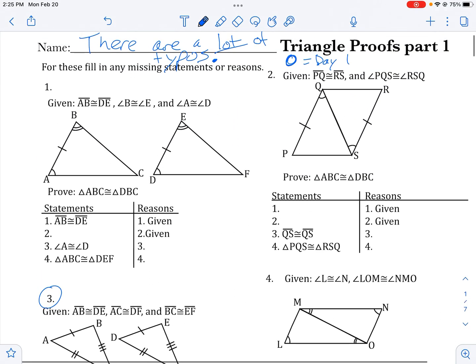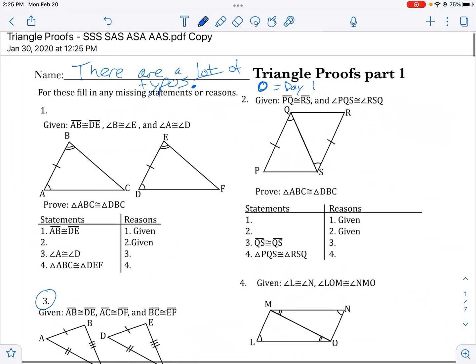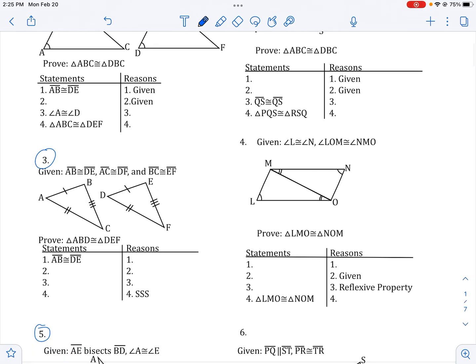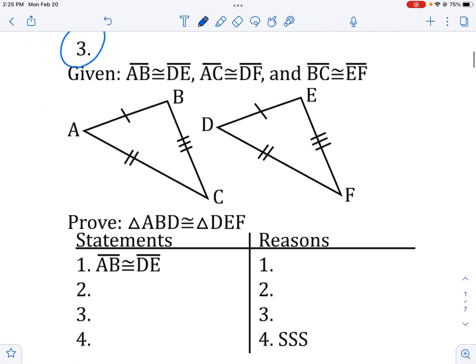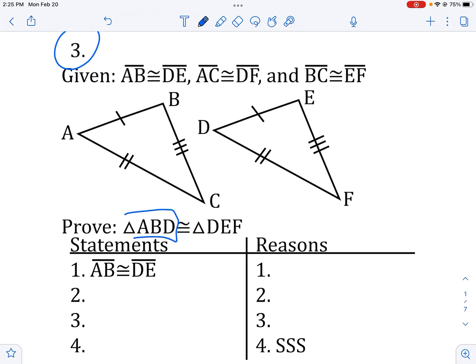I do want to mention there's a lot of typos on this. For instance, even here on number 3, it says prove triangle ABD is congruent to triangle DEF. This is not D. That's not D. This should say C right here. So just be aware of that. But go with what the picture has and go from there.